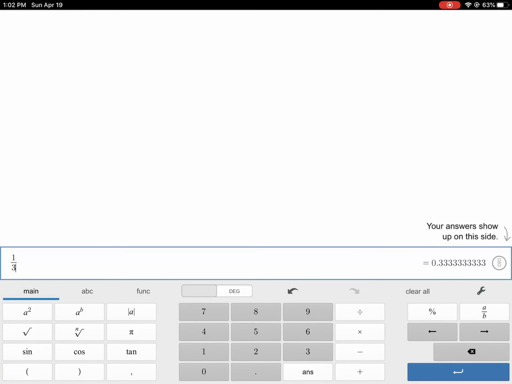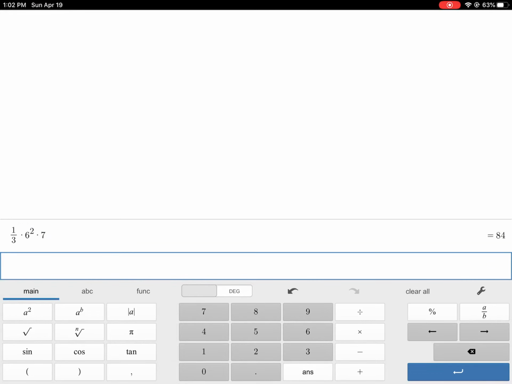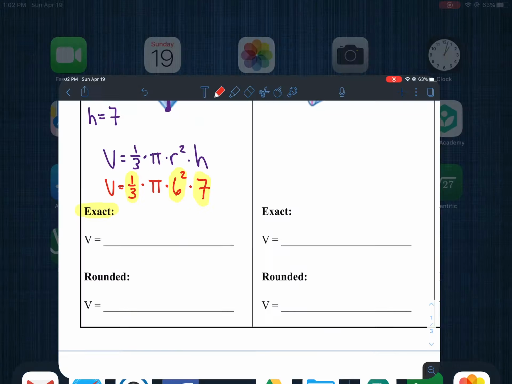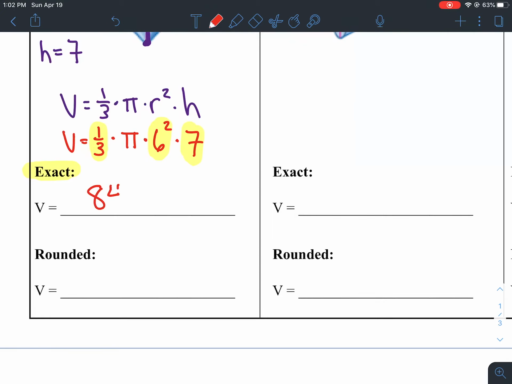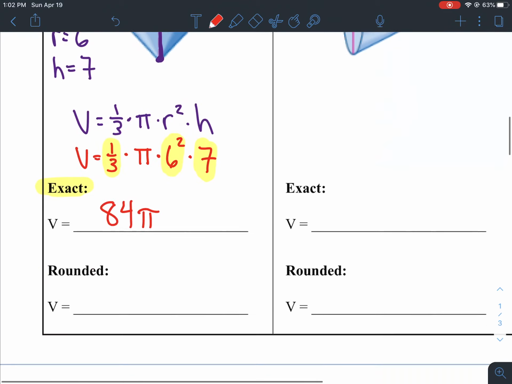And this is to get the exact answer. 1/3 times 6 squared times 7. We see that comes out to be 84. So I don't completely disregard the pi. I just wait until the end. My exact answer is going to be 84 pi, and our unit was inches.